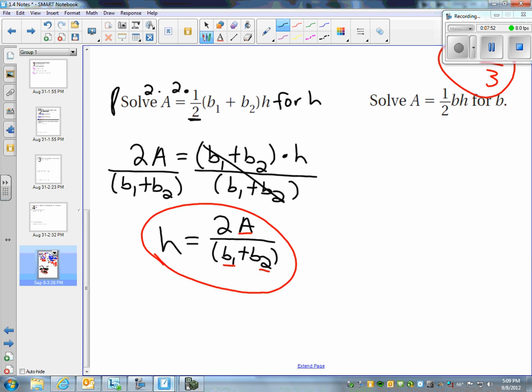Here's the second one. We want to solve it for b. So again, we want to get rid of that 1/2, so we multiply them both by 2. So we'll have 2a equals b times h. We want to get b by itself. I've got to keep reminding myself which one I want alone. So I've got to get rid of the h if I want the b by itself. So I do that to both sides, and that's it.